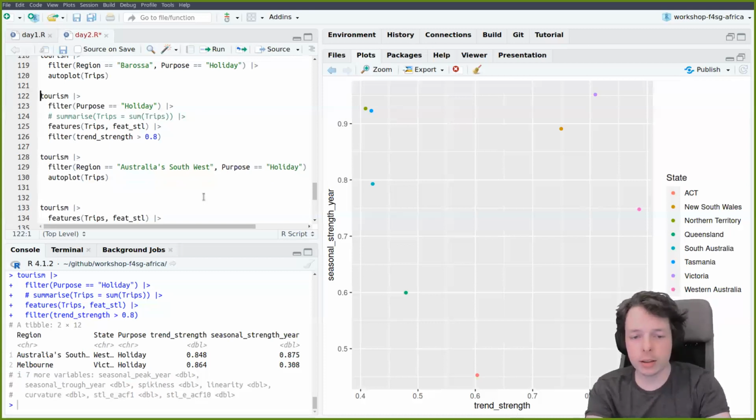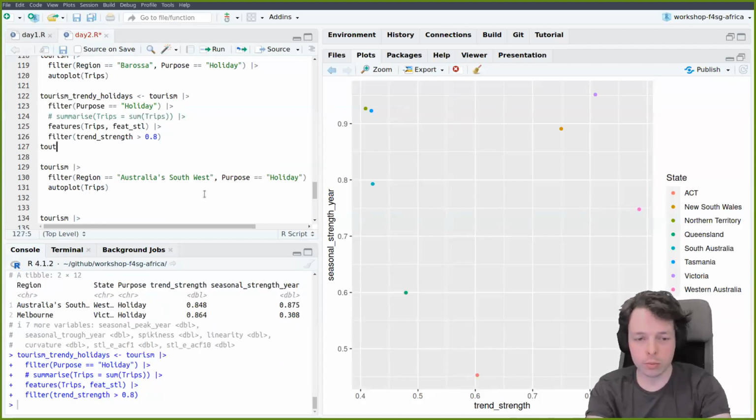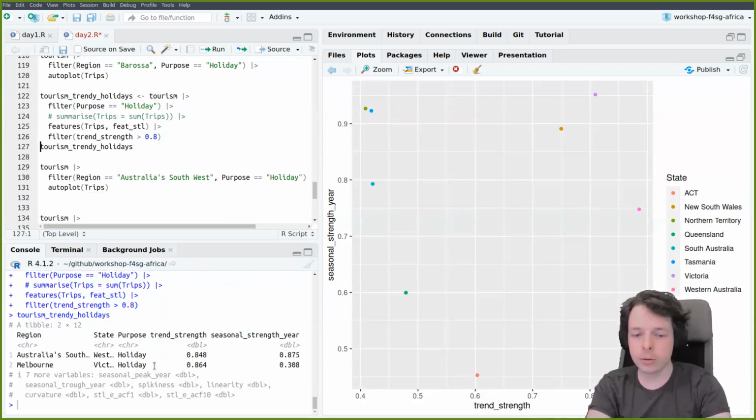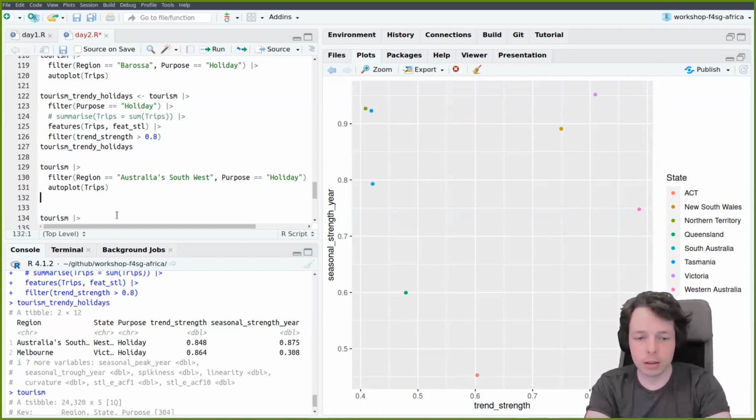So if I call this tourism trendy holidays, and let's look at that. Tourism trendy holidays. I've now saved the features for trendy places to go, places that have a lot of trend, quite literally. And then I can take my tourism data set and I only want those two locations.